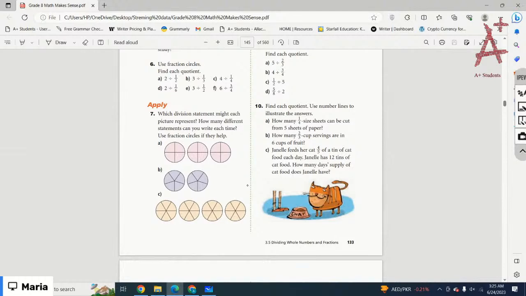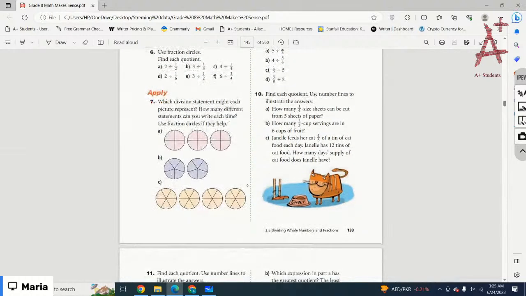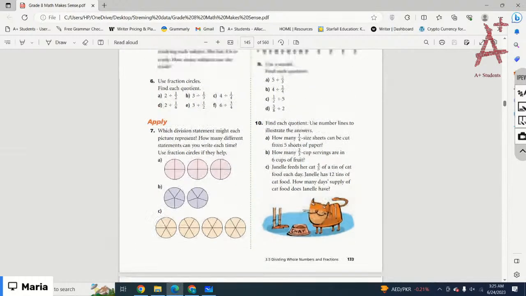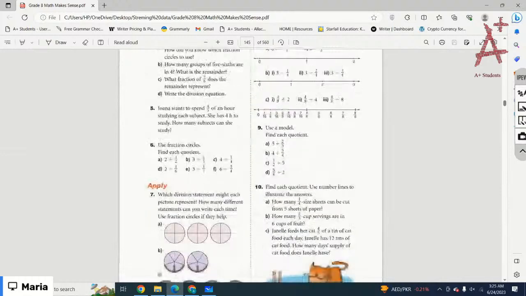You can see here you have 3 circles and all of them have 4 portions. So you can write 3 divided by 1 over 4. Got it? It may vary. It is not compulsory that it would be 3 over 1 divided by 1 over 4. Then for the second one, you have 2 circles, and they have 5 portions colored. So you can write 2 divided by 1 over 5. Got it?